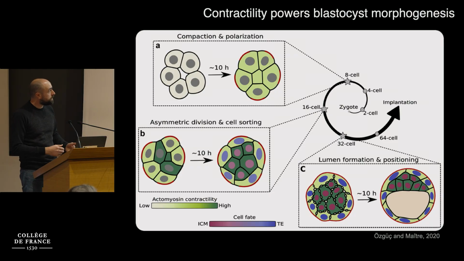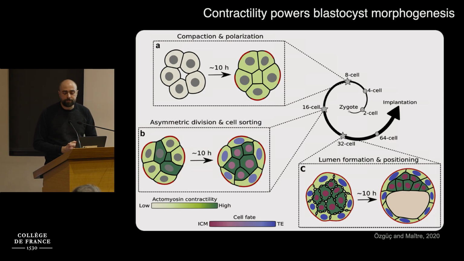And those three processes which I mentioned today, in the mouse, each of them take about 10 hours. 10 hours for cells to pull each other together during compaction, 10 hours for cells to pull themselves in during the internalization of the cells, and then about 10 hours again to push the fluid onto one side of the embryo.